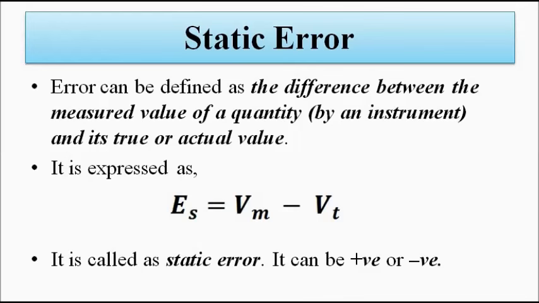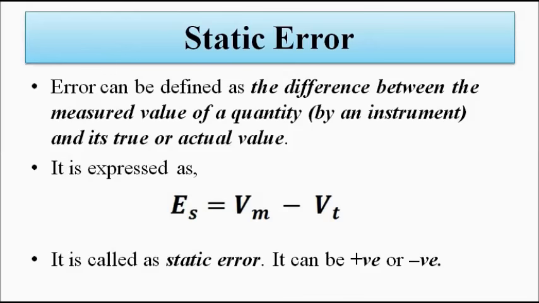And here, for a particular reading, the true value is fixed, it does not change, and that's why it is called static error. The true value is fixed. The measured value can change depending on the various readings. So depending on the measured value, the static error can be positive or negative. When the measured value is greater than the true value, it is positive. When it is lesser, it is negative.